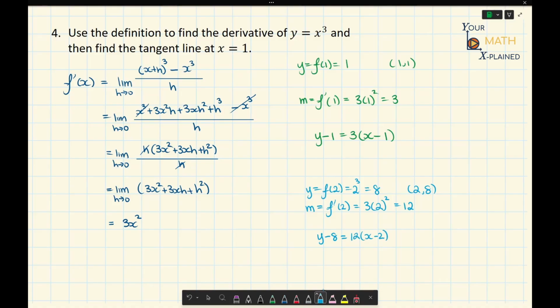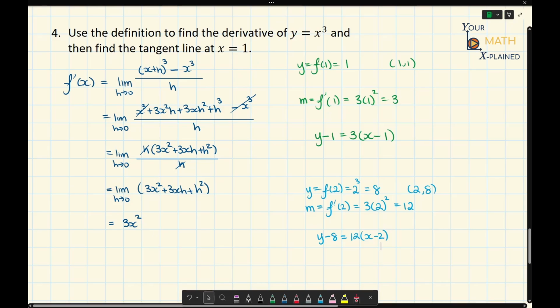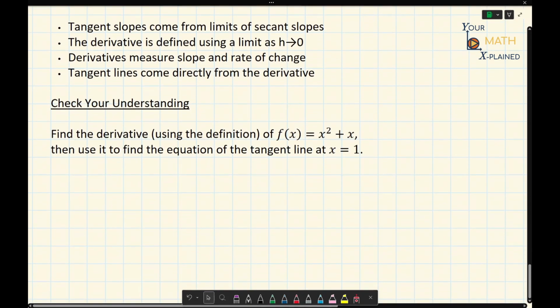So notice how when we needed to find the equation of the tangent line for the second point, we didn't have to go through this entire process again. All we had to do was substitute the value 2 into the expression for f prime of x, and that gave us the slope. So now let's go ahead and do a quick recap of what we covered in this video.